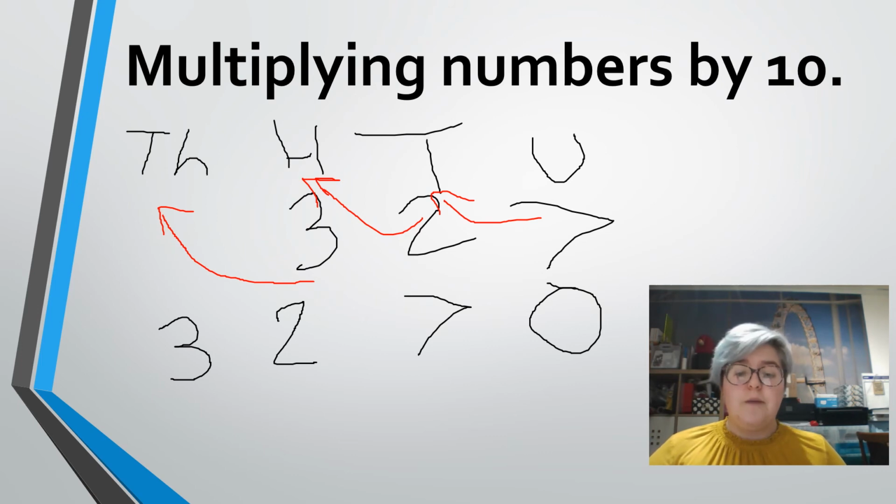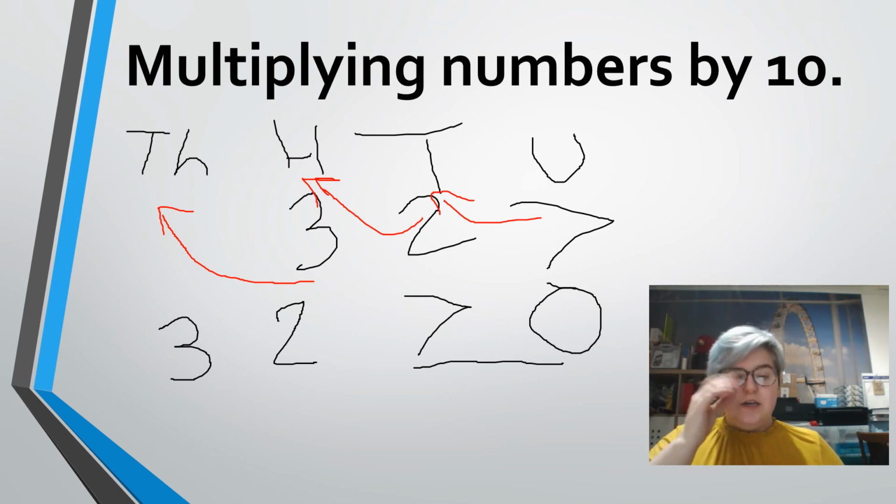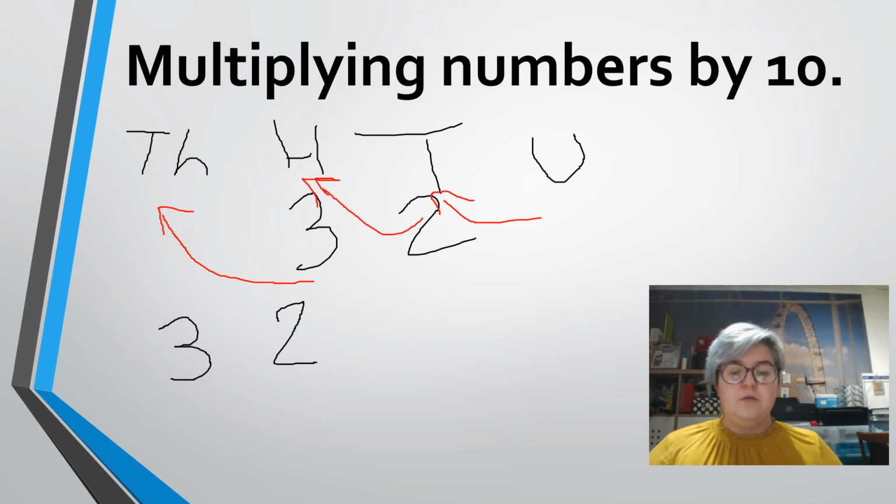3,270. It doesn't become 3,207. That's what we were getting confused with last week. Some people were leaving the 7 there and putting the 0 there. That's not what we do. All numbers that have been multiplied by 10 end in a 0. So 3,270 is our answer. Now we're going to do one more example.